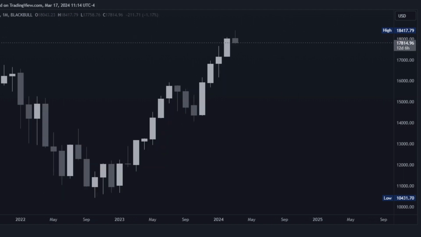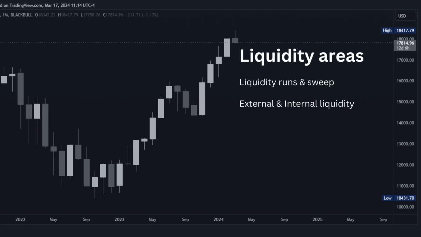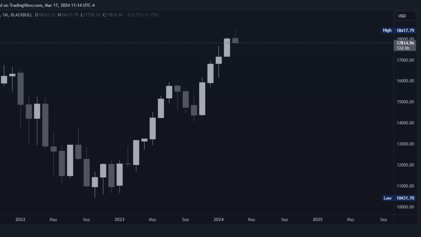Let's zoom our chart closer, since we are interested in the latest price action. I will personally be using ICT concepts. By saying so, our main purpose is to identify liquidity areas such as liquidity runs and sweeps, and external and internal liquidity areas. These areas are crucial since price gets attracted to them. Now, let the fun begin.